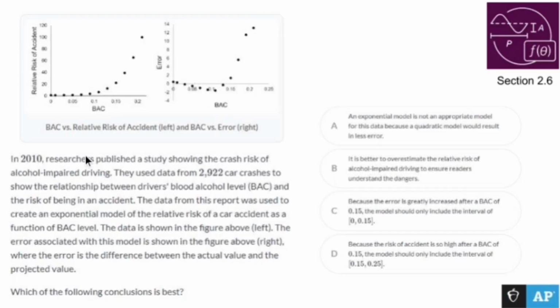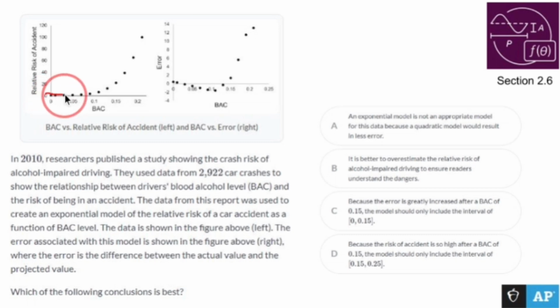In 2010, researchers published a study showing the crash risks of alcohol-impaired driving. They used data from that many car crashes to show the relationship between driver's blood alcohol and the risk of being in an accident. The data from the report was used to create an exponential model of the relative risk of car accidents as a function of blood alcohol. The data is shown in the figure above, and the error associated with the model is shown in the figure to the right, where the error is the difference between the actual rate and the projected value. Which of the following conclusions is best?